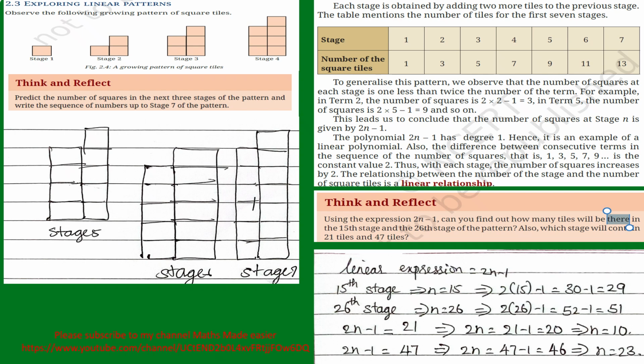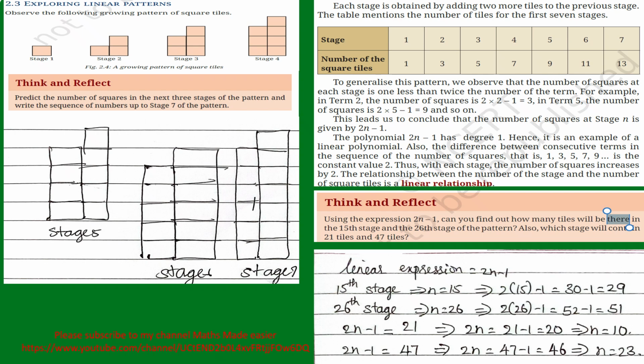Otherwise, manually, we have to increment the number of tiles by 2 at each and every stage, which is a very tedious process. To simplify this kind of tedious process, we make use of this linear relationship. The polynomial 2n minus 1 has a degree of 1. Hence, it is an example of a linear polynomial.